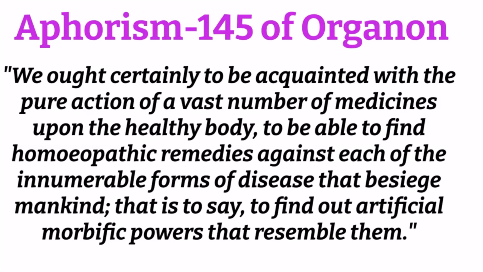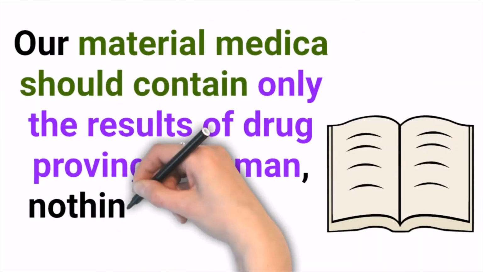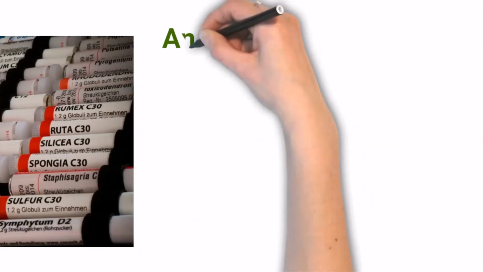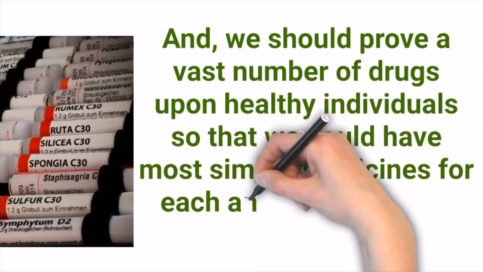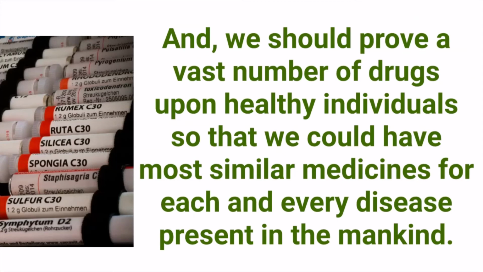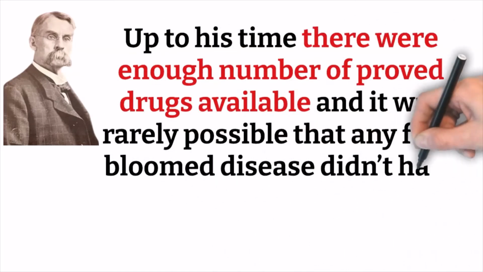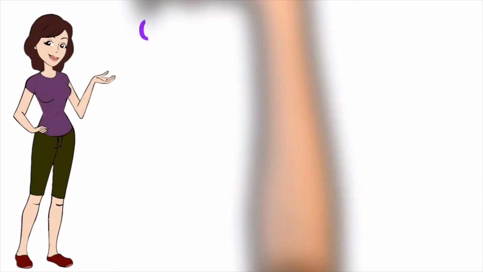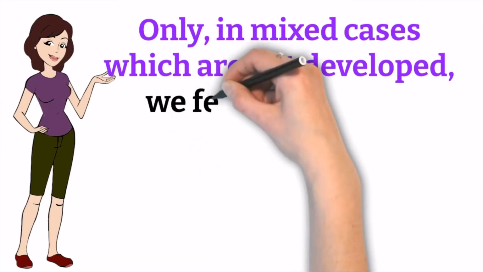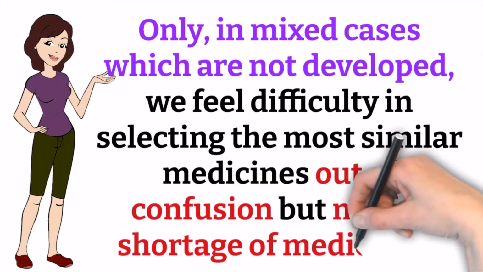That means, Hahnemann says, our materia medica should contain only the results of drug proving in humans, nothing other than that. And we should prove a vast number of drugs upon healthy individuals so that we could have most similar medicines for each and every disease present in mankind. However, according to Kent, up to his time, there were enough number of proved drugs available, and it was rarely possible that any fully bloomed disease didn't have a medicine in our materia medica most similar to it. Only in mixed cases which are not developed, we feel difficulty in selecting the most similar medicine out of confusion, but not for lack of medicines.